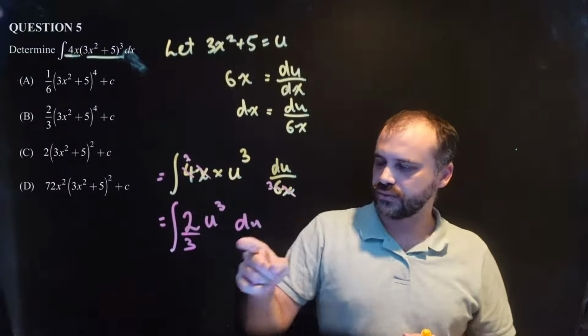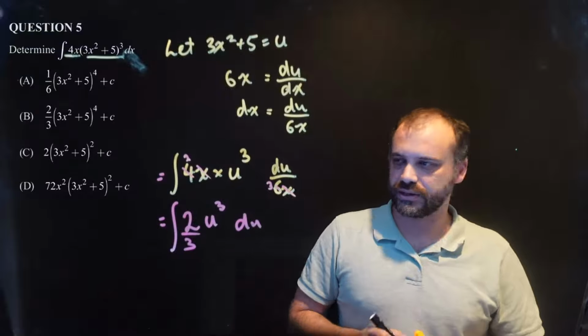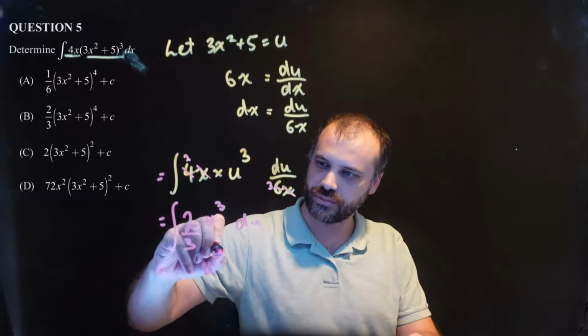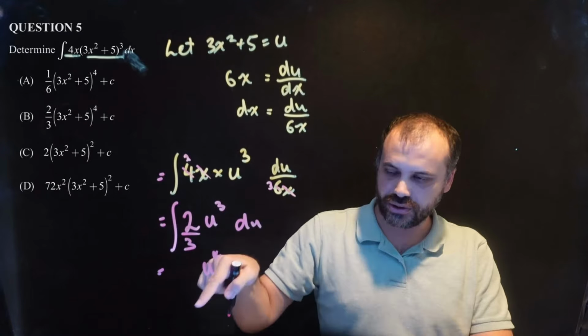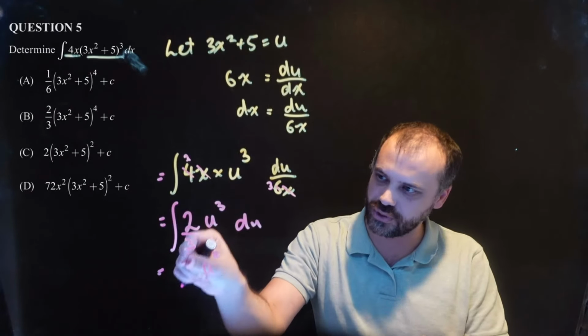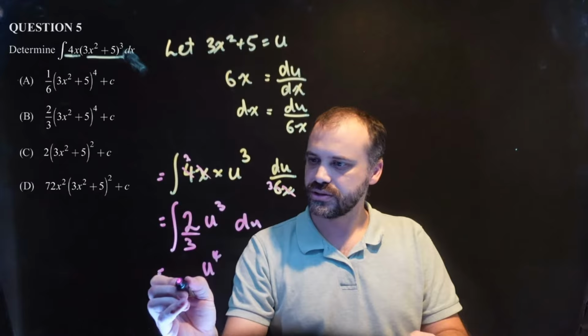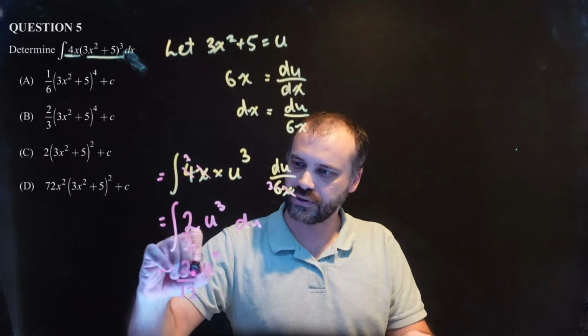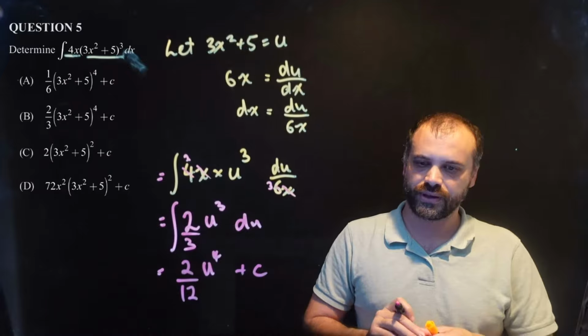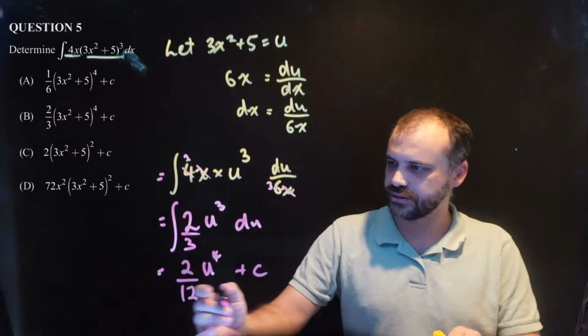Magic. Now, we know how to integrate something like this. Increase the power by 1, u to the power of 4. Divide by the new power, so 3 multiplied by 4, because I'm bringing this 4 down here to the 3. So over 12. I've got that 2 there. And then I'm going to need a plus c. Okay, it's pretty much done now.